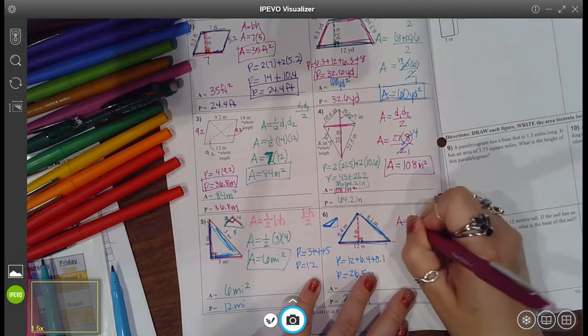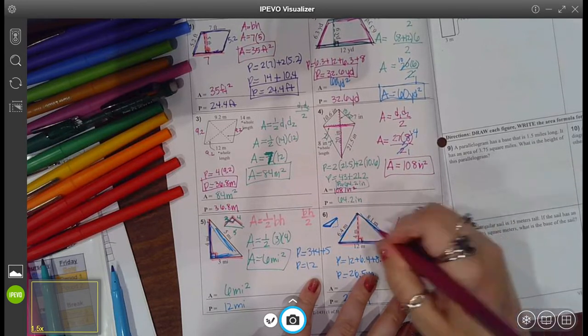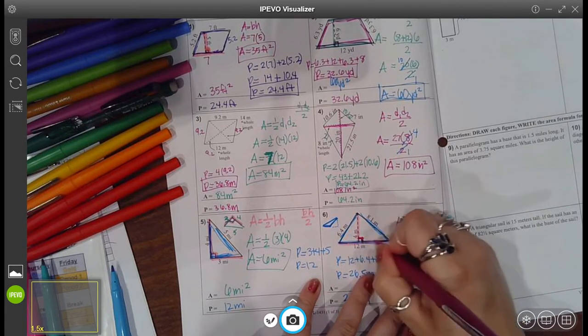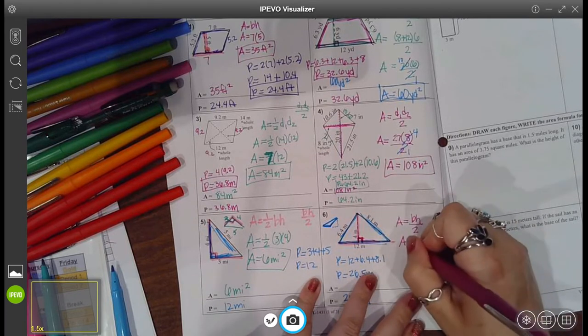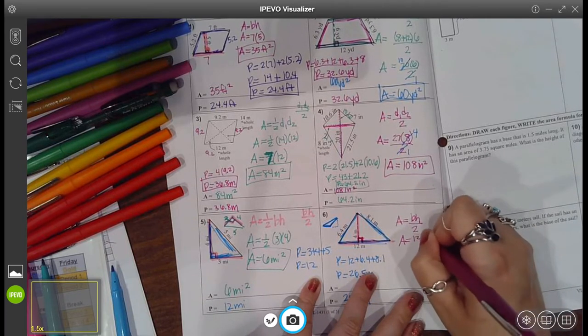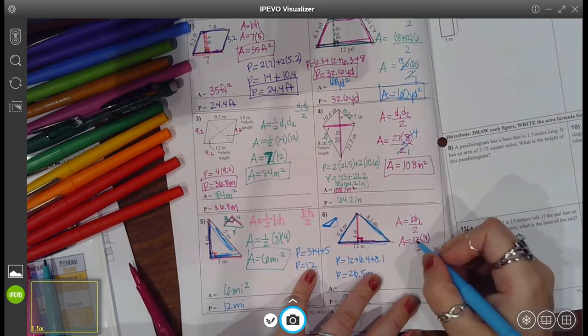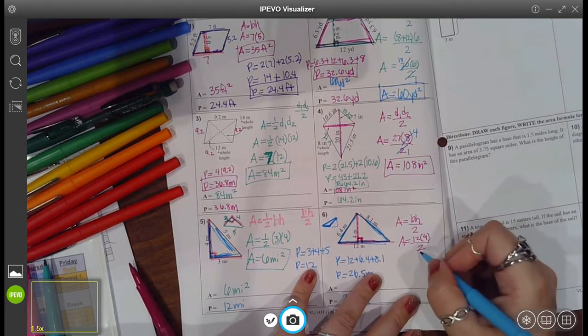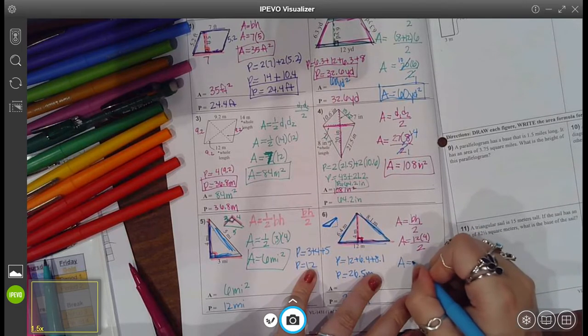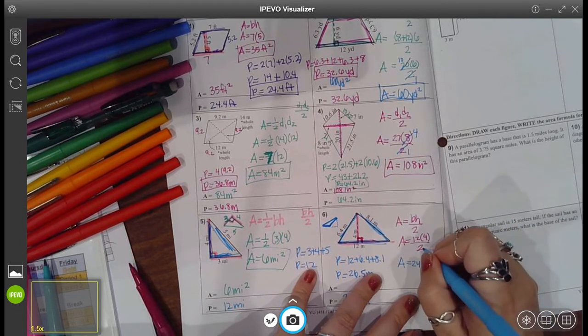So base times height divided by 2. Again, look for the box. It connects your base to your height. So your base is 12, your height is 4, and you're going to divide by 2. You can go 12 times 4 is 48, and 48 divided by 2 is 24, or you could have reduced.